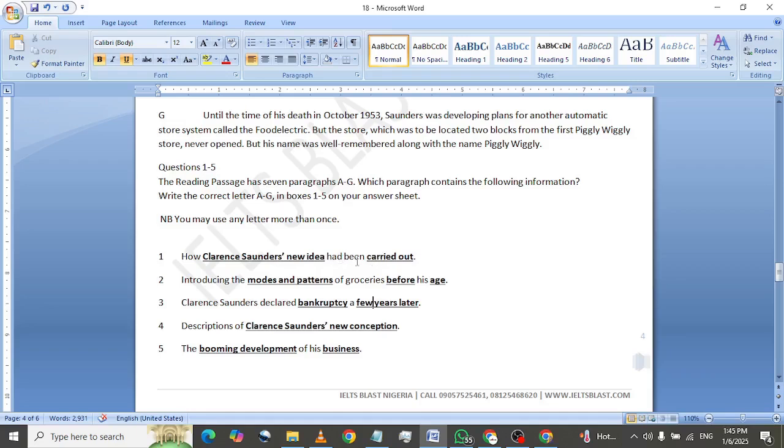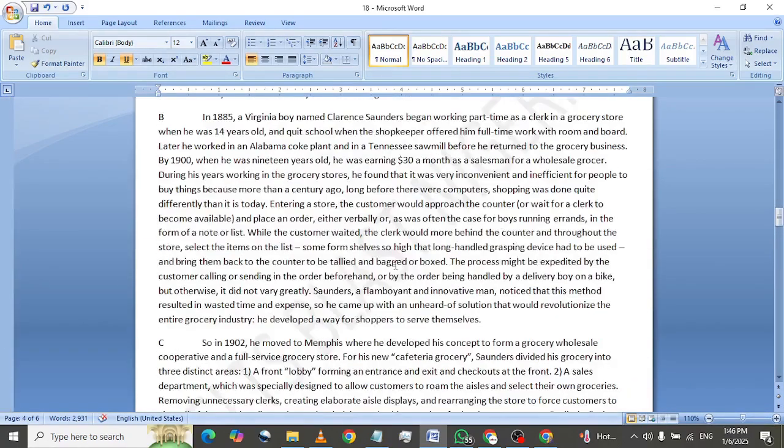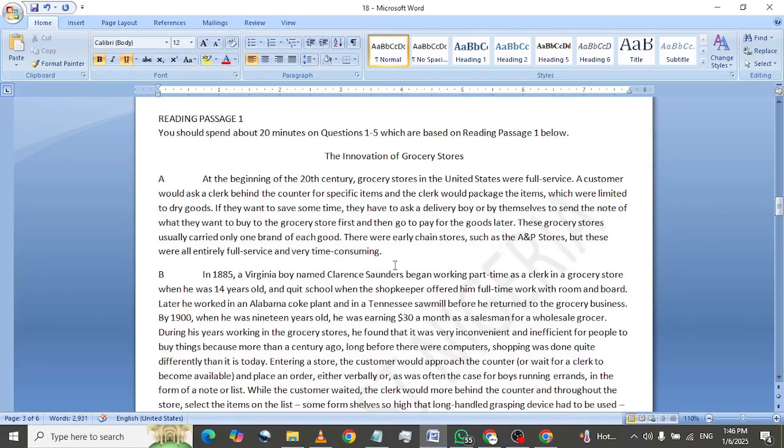How Clarence's new idea had been carried out. How did he carry this idea out? Let's see the paragraph that has this particular statement. As usual, you scan for keywords. Sometimes you may not see them word for word. Think about the synonyms they may use, but let's scan first.